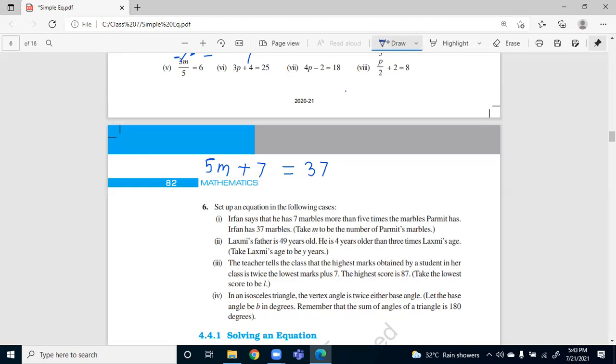So see, I have taken M as Parmeet's marbles. Then I have changed it into an equation. 5 times the marbles Parmeet has, so 5M, and 7 marbles more, so plus 7 will give me 37. So this is the equation.